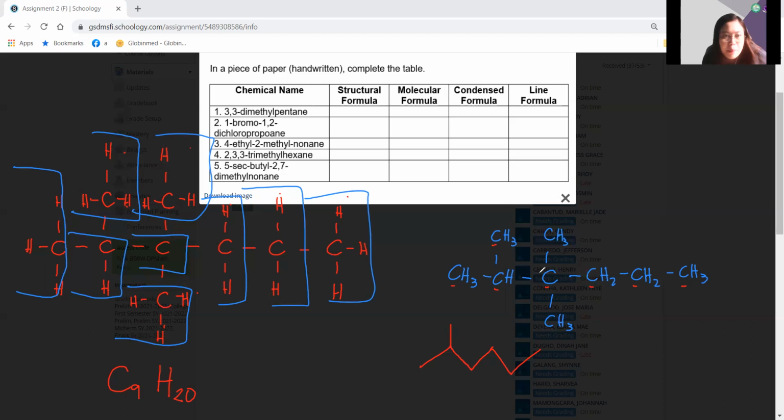And then at carbon number 3, I'll have 2-methyl. So if this is carbon number 2, then the following intersection is carbon number 3. I'll write a line here and another line going upward. So kasi dalawa. Merong sa taas, merong sa baba. So at the end of these lines, merong mga carbon. So that is now the line formula for number 4, the 2,3,3-trimethyl hexane.